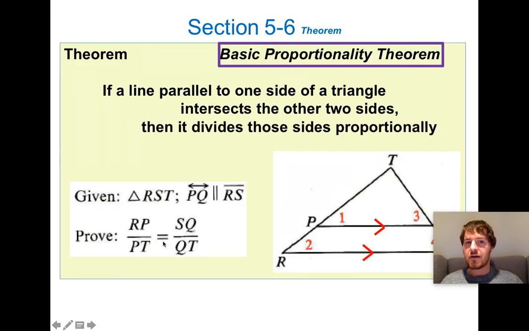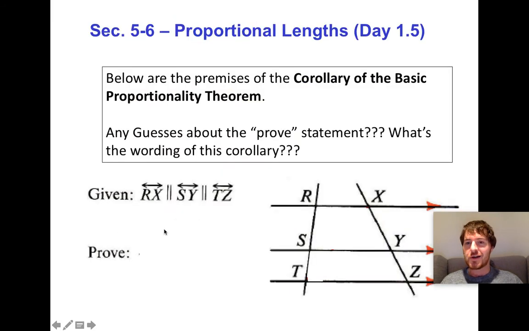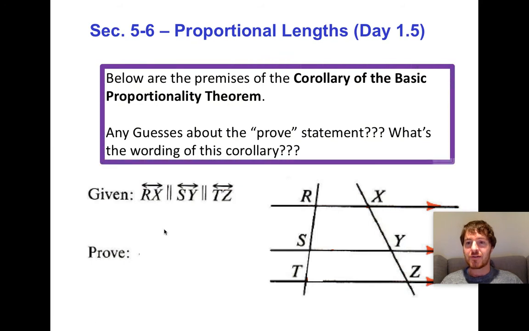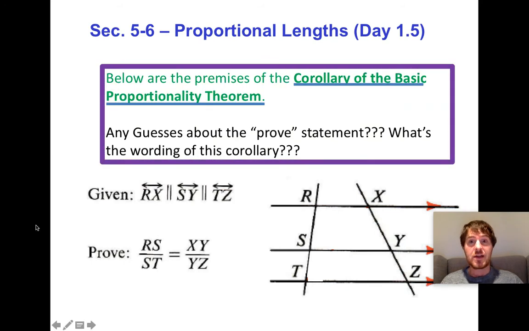Well, we had a proportion here. Are we going to have a proportion here? You sure as believe it. We're going to have a proportion here, and let's check out that proportion right now. There we go. Corollary of the basic proportionality theorem. You have three parallel lines. That parallel line in the middle is going to divide the segments running between the two parallel lines proportionally. It's just kind of cool. RS to ST would be the same ratio as XY to YZ.